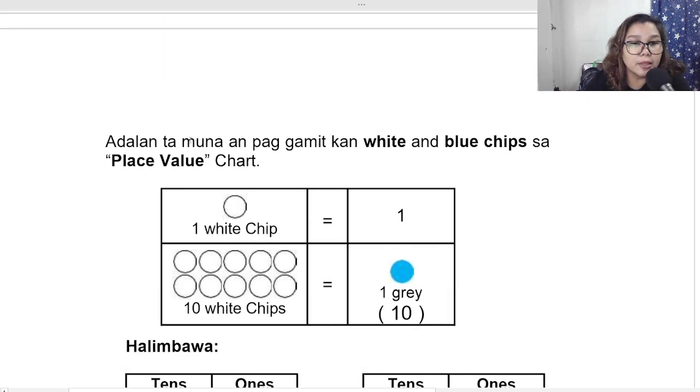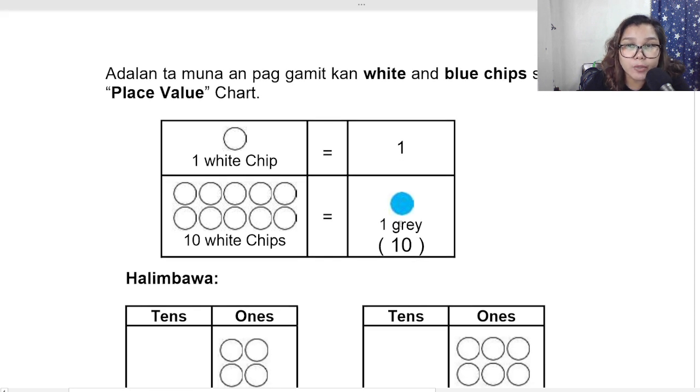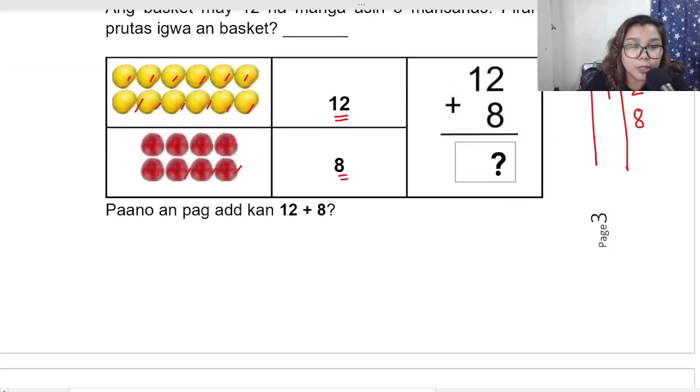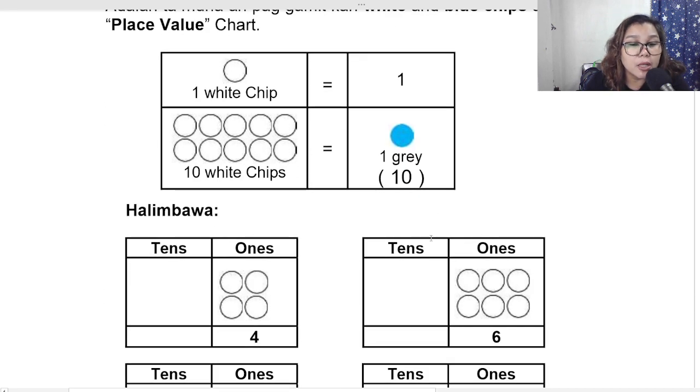So, adalan ta mo na ang paggamit kan white and blue chips. I change that into gray kasi ang printout is black and white. So, blue chips sa place value chart. So, kagaya ng what I demonstrated, itong place value chart, the ones, tens, and hundreds. So, the numbers should be written on the proper place value.